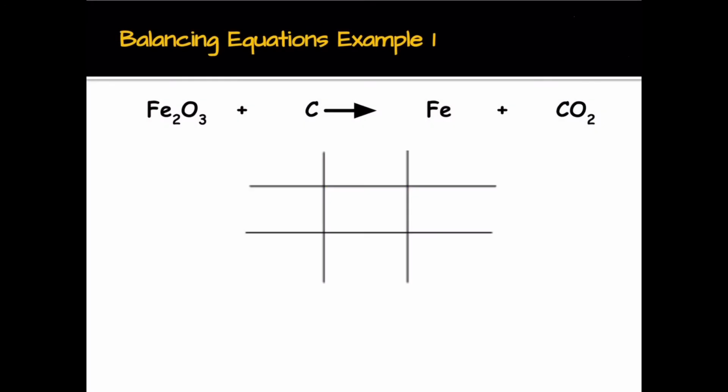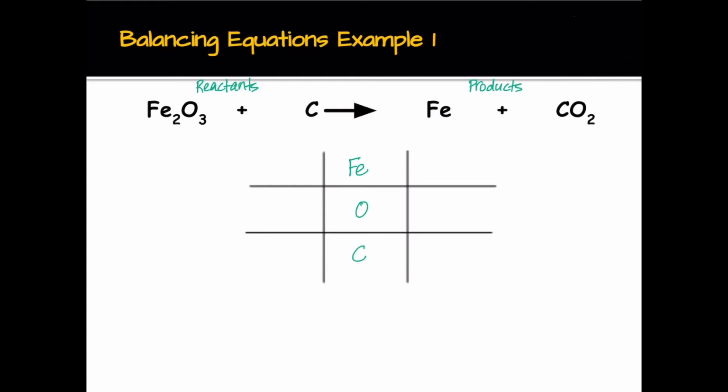Today we will practice balancing chemical equations. When using a table to organize your numbers as pictured here, the first step is to list the elements. In this single replacement reaction, the elements that we have are iron, oxygen, and carbon.